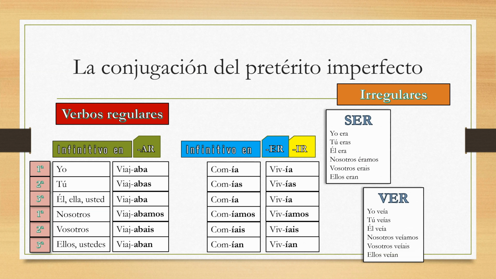Verbo ver is also irregular. Yo veía, tú veías, él veía, nosotros veíamos, vosotros veíais y ellos veían. Why is it irregular? Because it should be yo veía. We are adding an extra E so that it sounds better. Verbo ir, yo iba, tú ibas, él iba, nosotros íbamos, vosotros ibais y ellos iban, will be the last of our irregular verbs. And that's it.